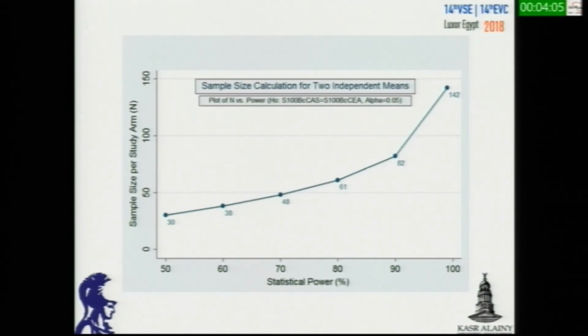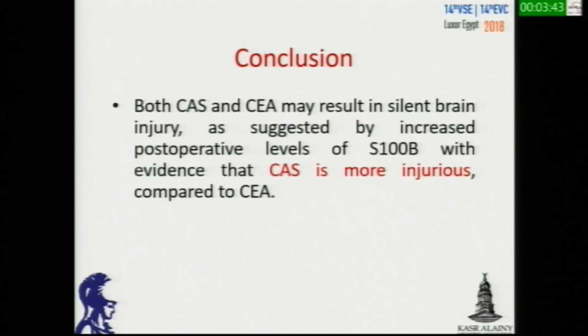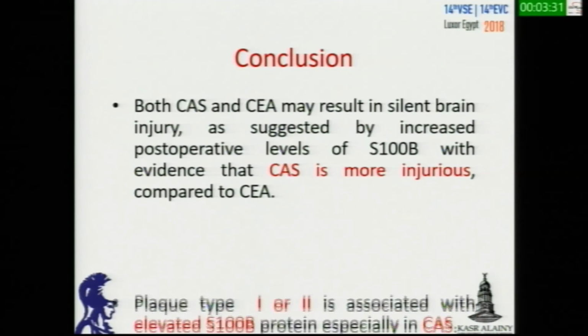Actually, there's a limitation of our study: the sample size calculation showed that if we want a statistically powerful study, we need to increase the sample to, for example, 80 cases per arm. I should say that we had no strokes, no TIA, no death cases in this study, luckily for the patients. We can conclude that CAS is more injurious, but on the level of silent brain injury, which goes with the debate that we voted on a few minutes ago.